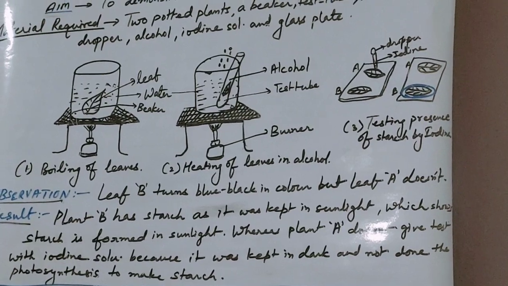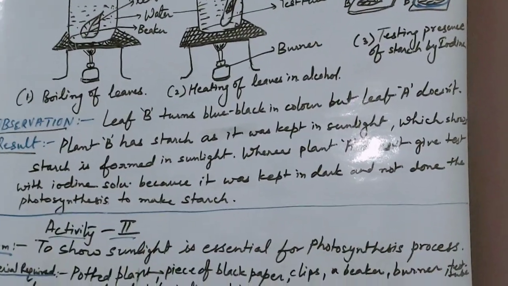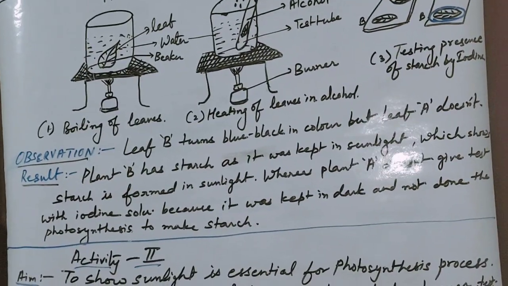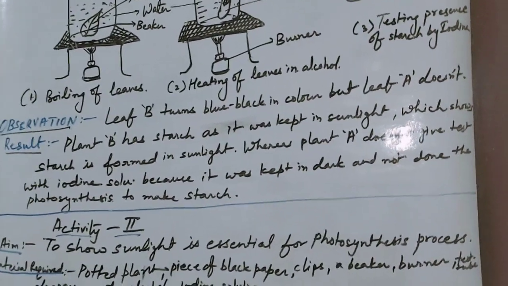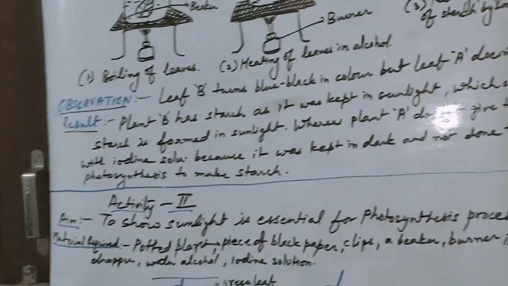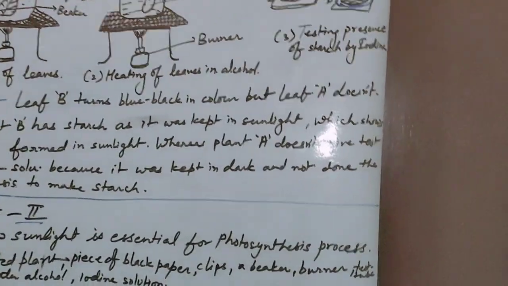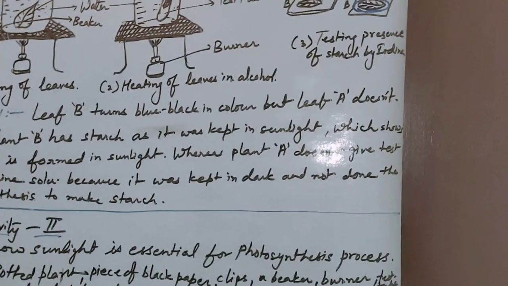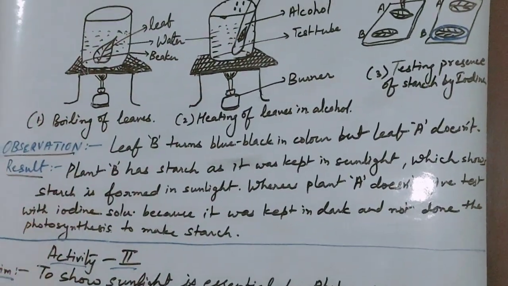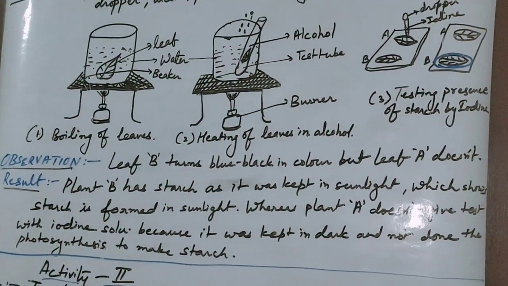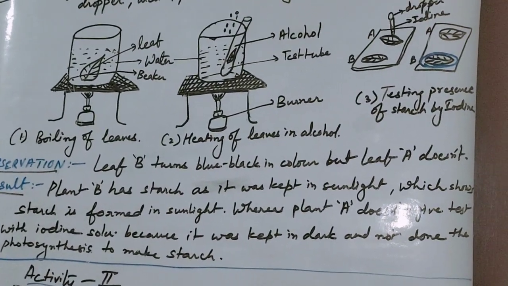After that, we will keep plant A in the dark place, let it remain there, and take out plant B and keep it in sunlight for at least 4 to 5 hours. Then we will pluck one leaf from plant A which was kept in a dark place, and one leaf from plant B which was kept for 4 to 5 hours in sunlight, and we will mark them as A and B respectively.